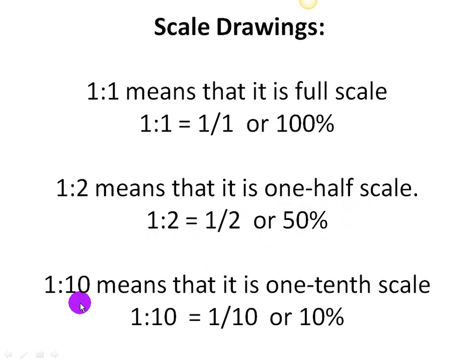And 1 to 10 means that it is a 1/10 scale drawing, and we have the numerator and the denominator, and you know that's 10%. So if we had in the drawing 1 inch, it would equal 10 inches in reality. Or if we had 1 foot, it would equal 10 feet in reality. If we had 1 mile, it would equal 10 miles in reality.